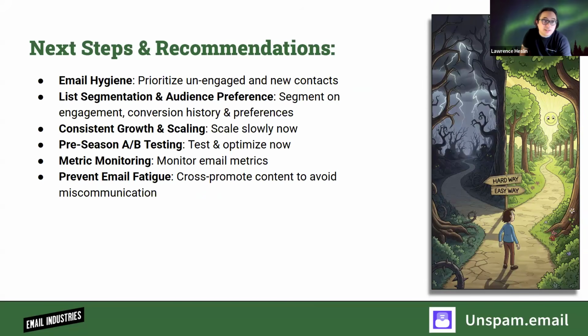So next steps and recommendations, I think we've been nailing the head on here, but email hygiene, making sure you're cleaning your contacts, list segmentation, audience preferences, really understand what your audience wants and segment to the people who want that messaging. Consistent growth and scaling, scale slowly now. Don't be the sender who goes from 0 to 100 on Black Friday. Preseason A/B testing periods are now, not later. So if you have things you want to try, do it. Monitor your metrics and prevent email fatigue. Cross promote across your different channels as much as possible to avoid over emailing.